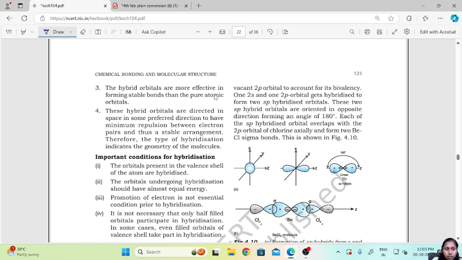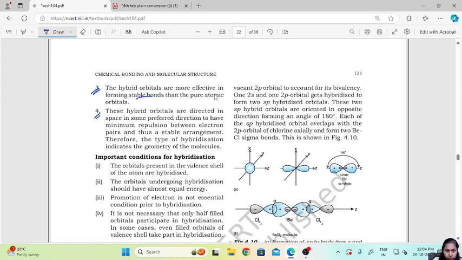Next point is, the hybrid orbitals are more effective in forming stable bonds than pure atomic orbitals. So hybrid orbitals form a stable bond rather than an unstable bond formed by pure atomic orbitals. Now, with pure atomic orbitals, if there is an electronegative element, then the bond will be more towards the electronegative element, so it is easy to break the bond. So when a pure atomic orbital is involved in bond formation, it is rather unstable. So hybrid orbitals are considered to be forming more stable bonds.